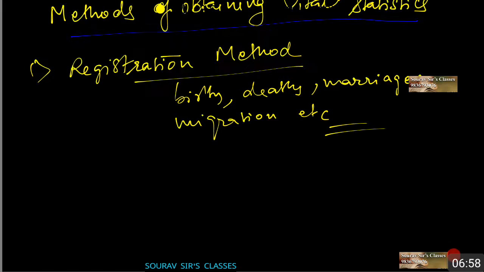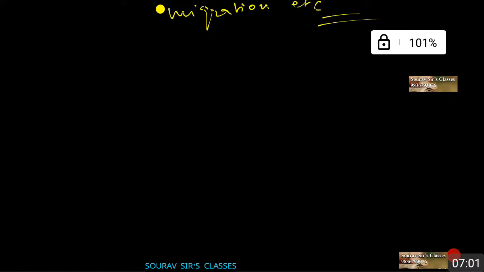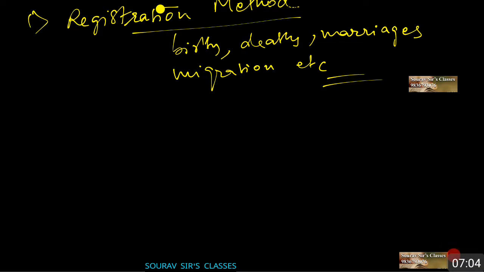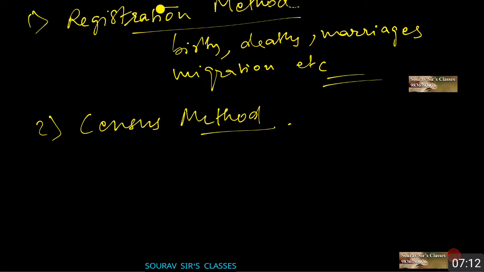The second method of obtaining the vital statistics is the census method. Almost in all the countries all over the world, population census is conducted at regular intervals of time, usually 10 years. Census consists of complete enumeration of the population of the particular area under study and collecting information from individuals regarding age, sex, marital status, occupation, religion, and other economic and social characteristics.